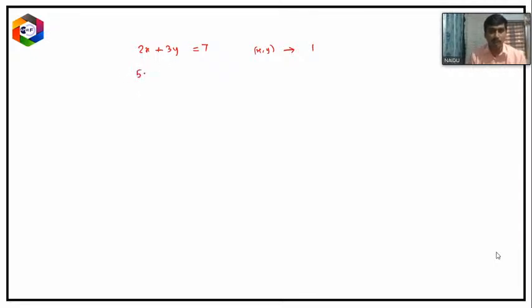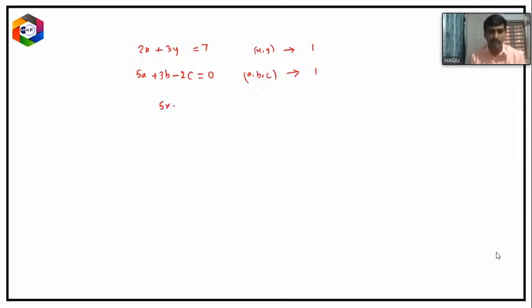Suppose you take 5a plus 3b minus 2c is equal to 0. It is also a linear equation, but this is a linear equation in three variables. Here the three variables are a, b, and c. Why? Because the first term's highest power of the variable is 1, second term's highest power is also 1, third term's highest power is 1. Overall, the highest power of the complete equation is 1, so it is a linear equation.